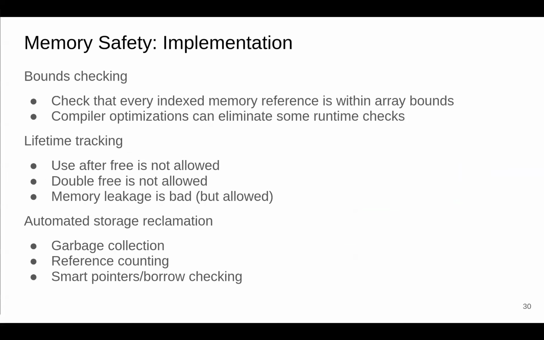How can you prohibit memory safety issues, especially in C and C++, or in any other language? You can do bounds checking, so you can check if every access is inside the bounds. You can do lifetime tracking, where you track the lifetime of individual objects, and you can do different kinds of automated storage reclamation, such as garbage collection, reference counting, or smart pointers. Bounds checking protects against spatial memory safety violations. Lifetime tracking and garbage collection protect against temporal memory safety violations.